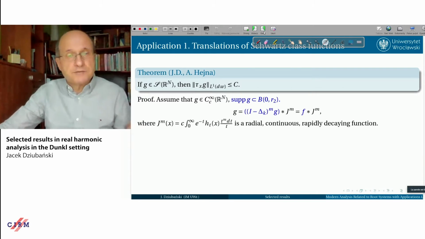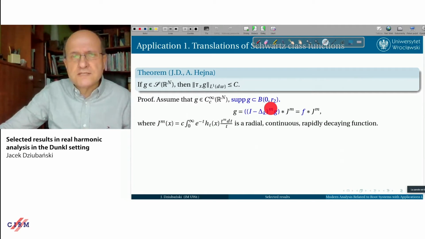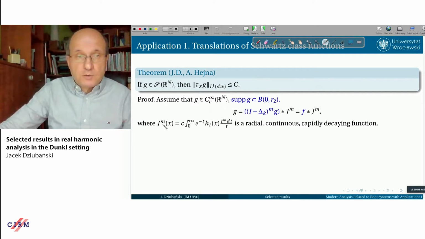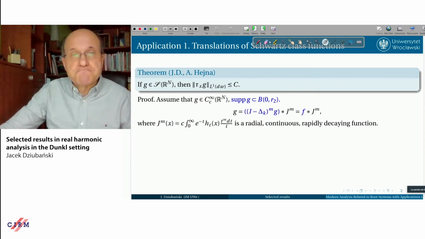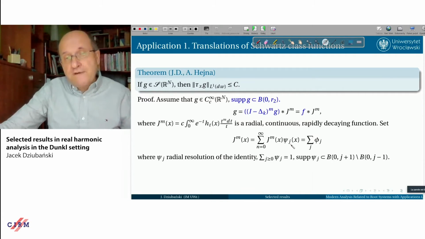How do we prove this? So let me sketch the proof. So assume that G has compact support. For a Schwartz class function, the proof is almost the same. And assume that it is supported by the ball centered at 0 and radius R2. So now we write G in the form: first we apply a higher order Dunkl differential operator to the function G and take the inverse. So convolution with J_m is the inverse to that operator because this is the so-called Bessel potential. So what do we know about the Bessel potential? That it is radial, continuous, and rapidly decaying at infinity. So now we take the Bessel potential and decompose it into sums of functions supported by annuli.